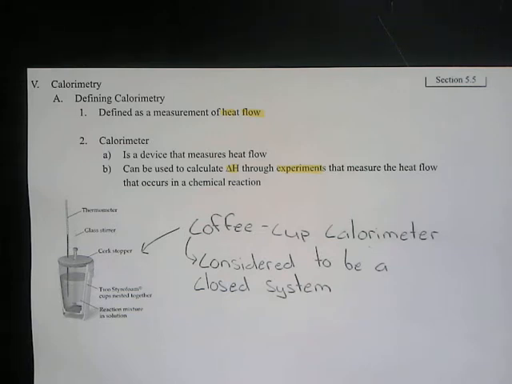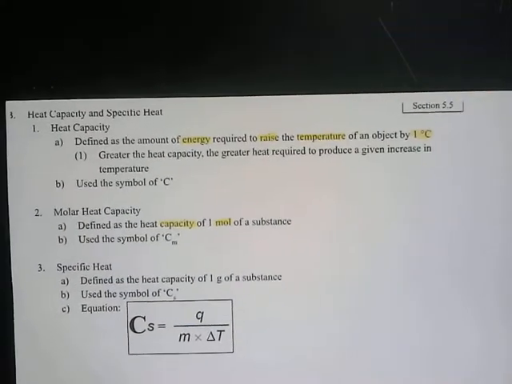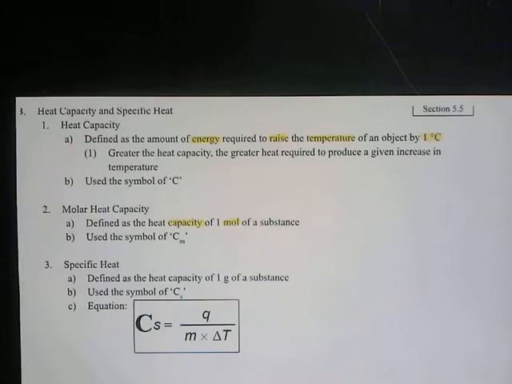Now, what we can get into more specifically is the formula associated with one of these calorimeters. So we get to our next page of notes here, and we start talking about a couple of different things in its heat capacity, and we go a little bit further with molar heat capacity, but heat capacity is just defined as the amount of energy required to raise the temperature of an object by 1 degree Celsius.